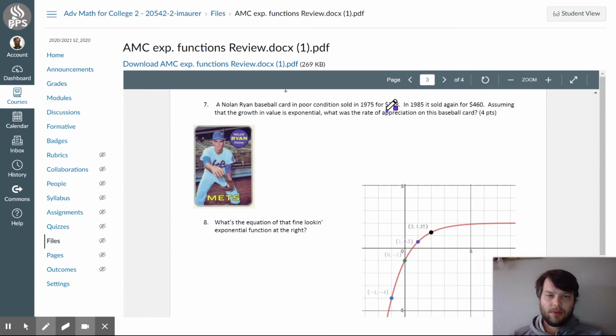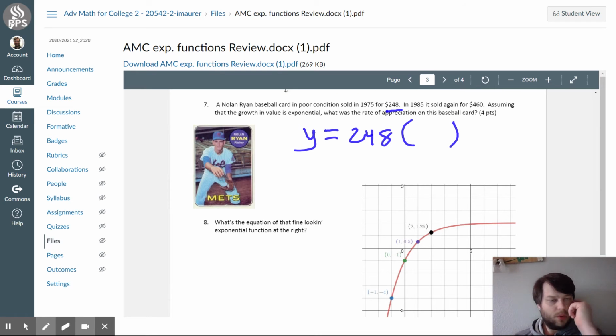Sold in 1975 for 248. So that sounds like an initial value. Started at 248. Then what happened? It ended up at 460. Well, how much did it grow by? It grew by 640. Not 640. Wrote that backwards. 460, sorry.